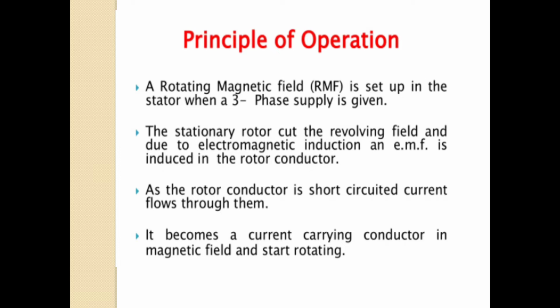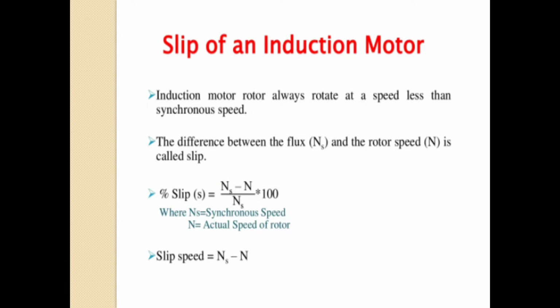A rotating magnetic field is set up in the stator when the three-phase supply is given. The stationary rotor is cut by the revolving field, and due to electromagnetic induction, an EMF is induced in the rotor conductors. As the rotor conductor is short circuited, current flows through the circuit. It becomes a current carrying conductor, produces a magnetic field, and starts rotating.